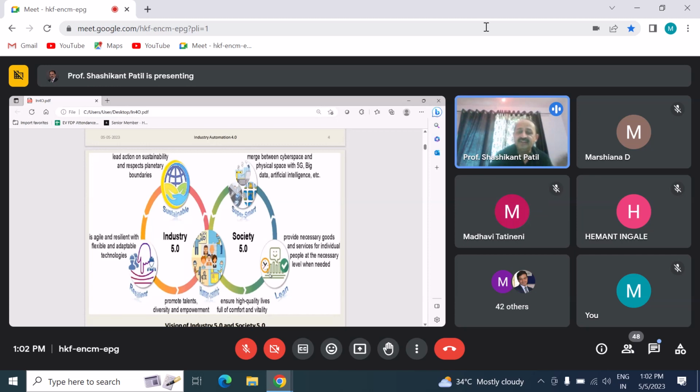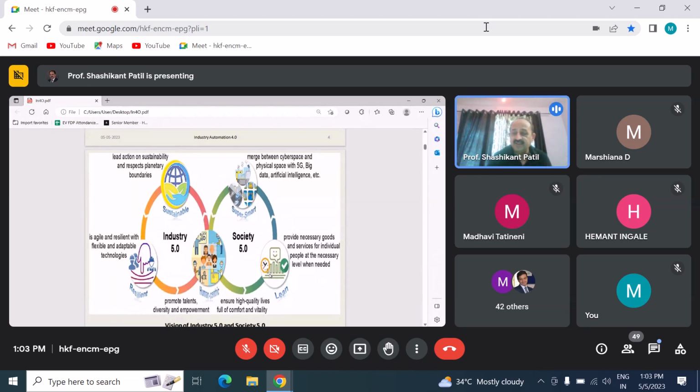So we cannot neglect that industry is different and society is different. Rather, we should connect whatever technology we are using, whatever gadgets, software, or mechanisms we are using. That should be useful for humankind, useful for the last person of the society, useful for the underprivileged people. So industry promotes talents, diversity and empowerment, wherein society also ensures at the same time high quality living full of comfort and vitality.